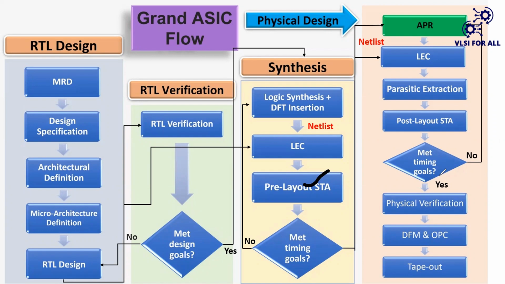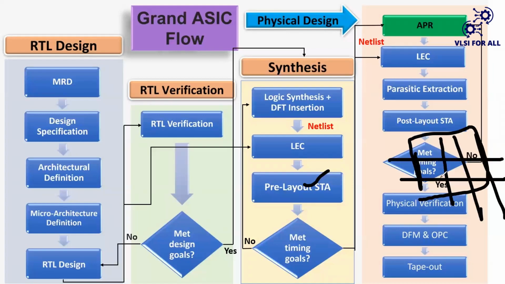But in the APR stage, we have a core area. You have the wire interconnects, in horizontal or vertical direction, and you know where exactly these cells are placed and how long the wire length is. So that is why you do the parasitic extraction and then do a post-layout STA. Any doubts, everyone?